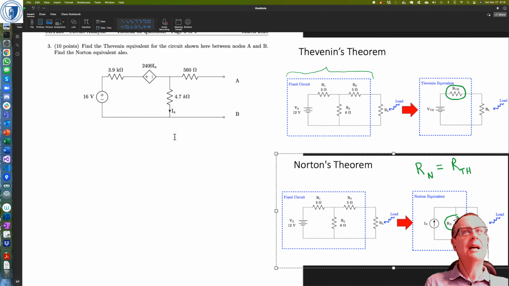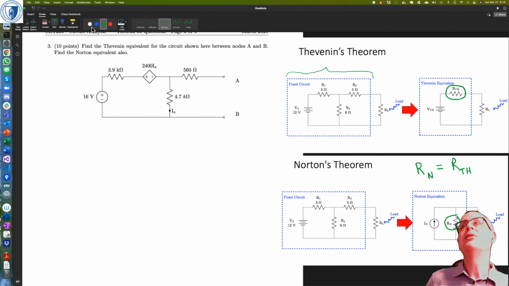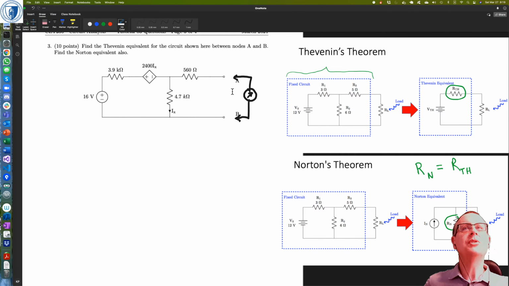So remember the open circuit voltage, short circuit current approach. We act the open circuit voltage. To find the open circuit voltage, we pretend we have a voltmeter, right, with probes that we connect across here. And whatever voltage is currently being exhibited across the outputs A and B is the open circuit voltage.